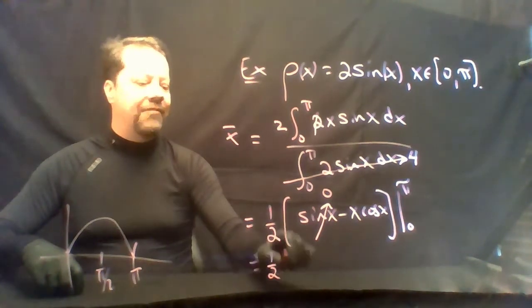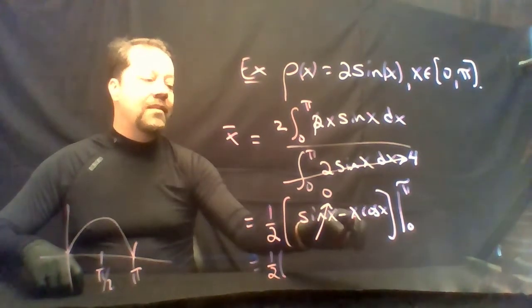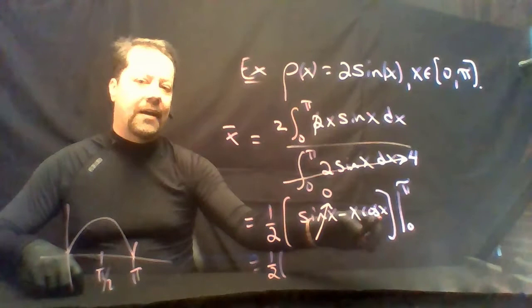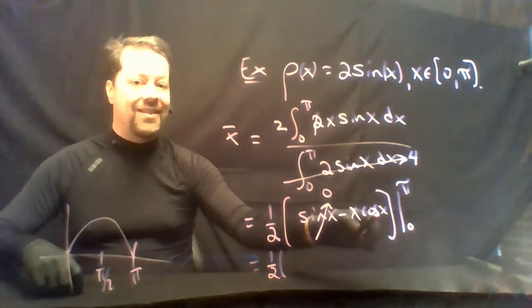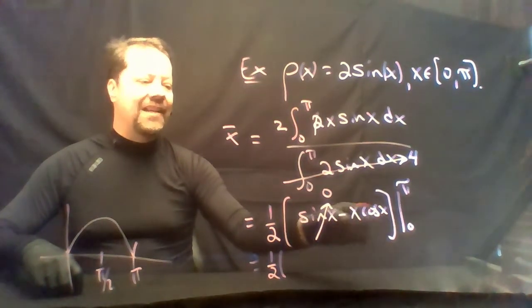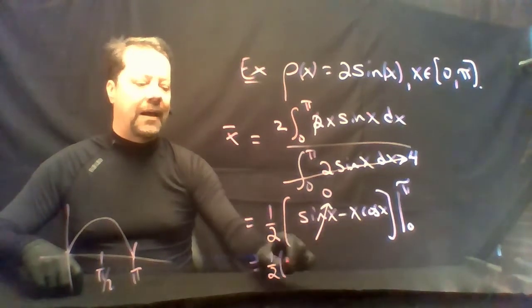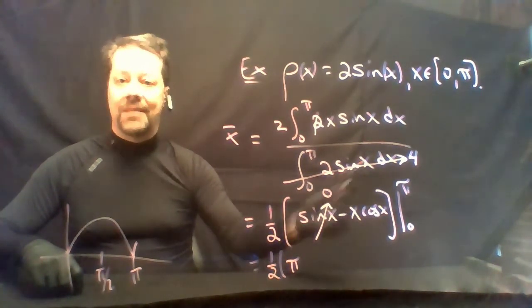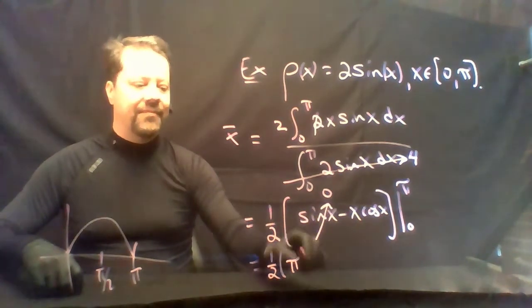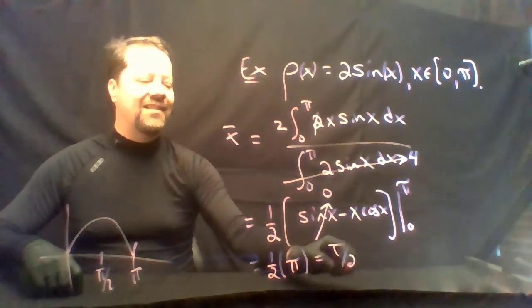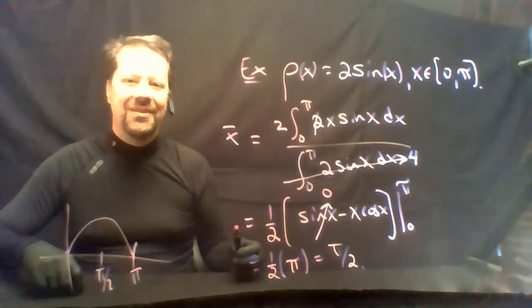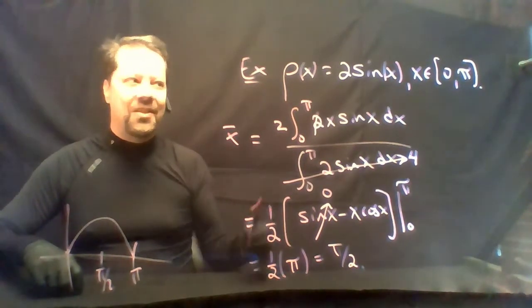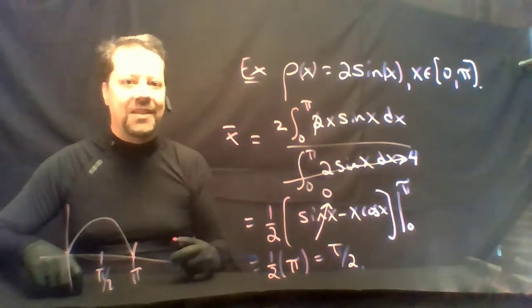We'll have 1/2 times the cosine of pi. The cosine of pi is -1. So we'll get negative, that's positive, pi. And then when we plug in 0, we get 0 times cosine of 0. That's 0. So the answer is pi over 2, just as we advertised. So the formula is giving us exactly what we expect.